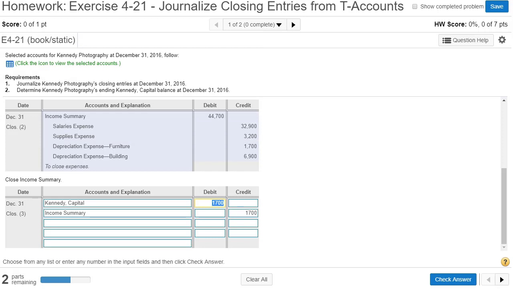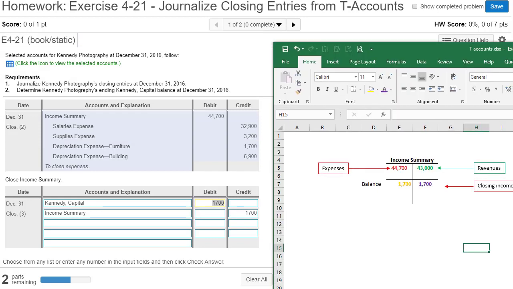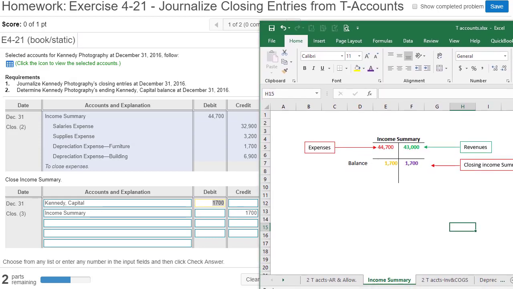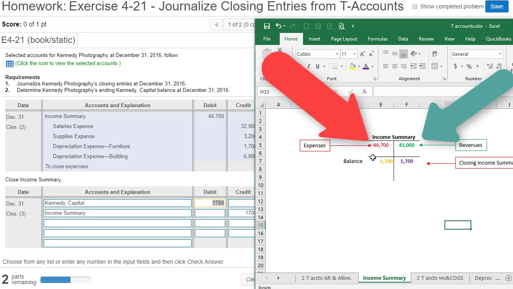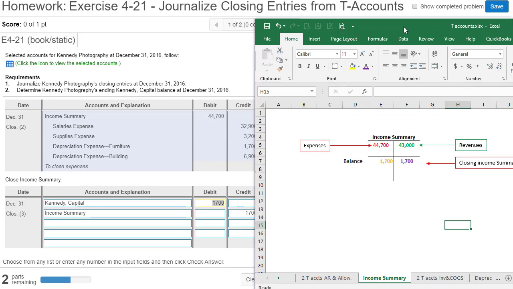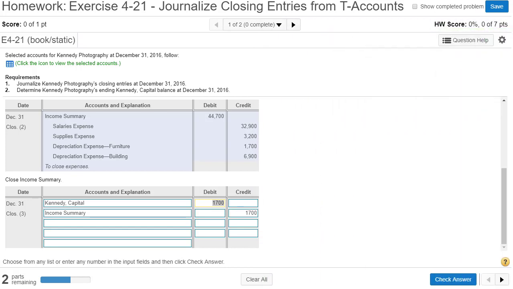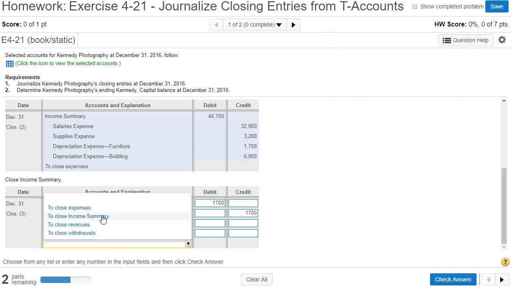So let's just double check our revenues and expenses. And here you go. Our revenues were $43,000 and our expenses were larger, $44,700. So this $1,700 does represent a net loss. So it does make sense that capital would be going down. And this is closing income summary.